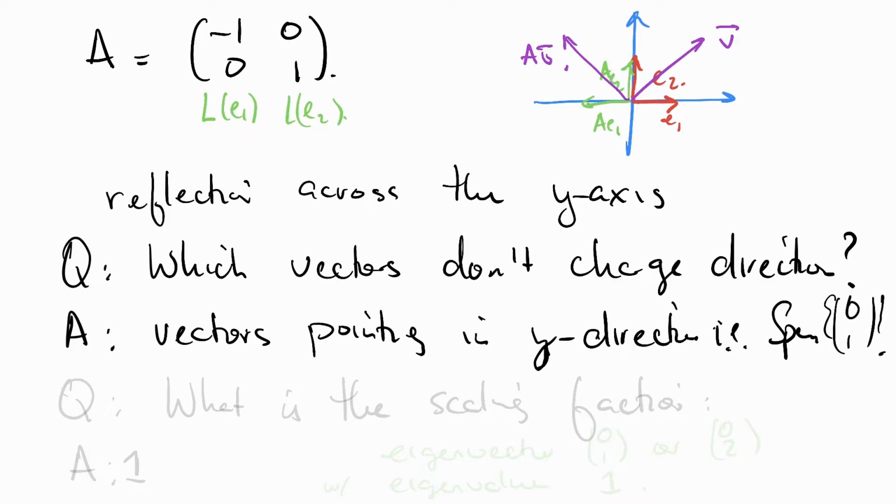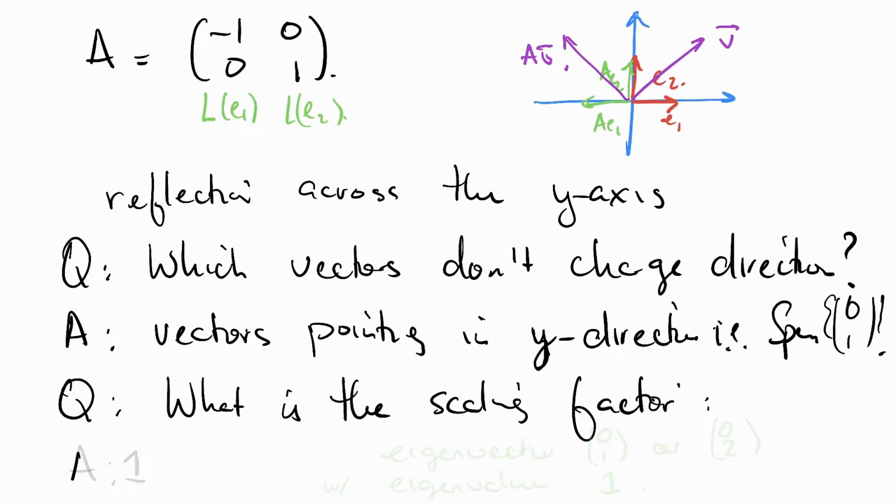They don't get moved. Do they get scaled? Question: what is the scaling factor? Well, E2 just gets sent to itself. There's no scaling factor, so the answer is just 1. So here's what we have. We've got eigenvector, for example, (0, 1) or (0, 2), anything really in that span, with eigenvalue 1.